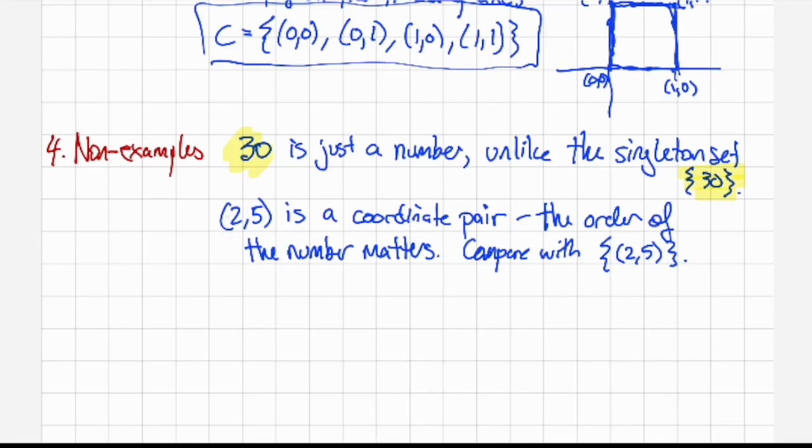So another non-example is the coordinate pair (2, 5). A coordinate pair is not a set. One special thing about a set is that order does not matter. For coordinate pairs, or sometimes called ordered pairs, the order of the numbers does matter. So the coordinate pair (2, 5) is not a set. And you should compare this with this object, the set containing 2, 5. That is a set. It contains an object, but it's not the same thing as the coordinate pair (2, 5).